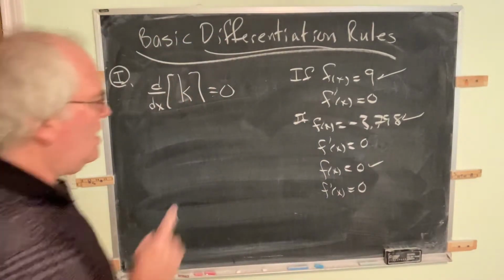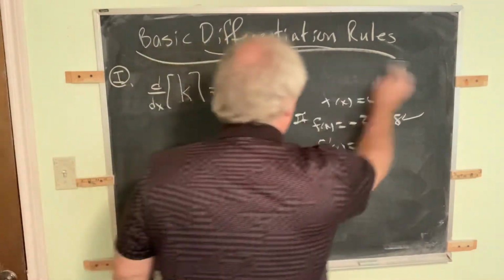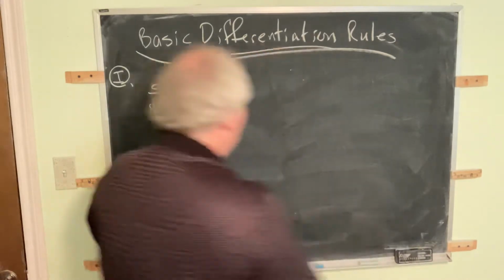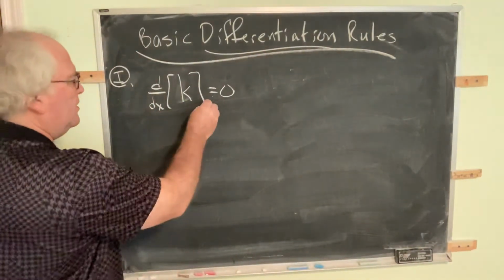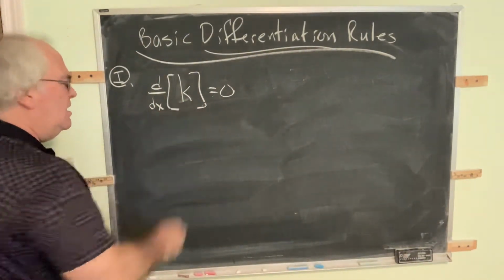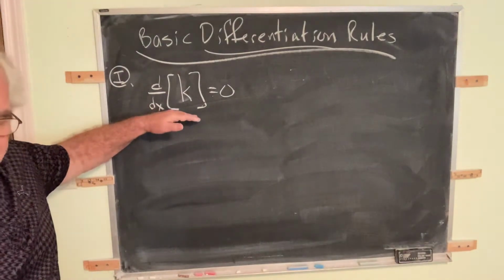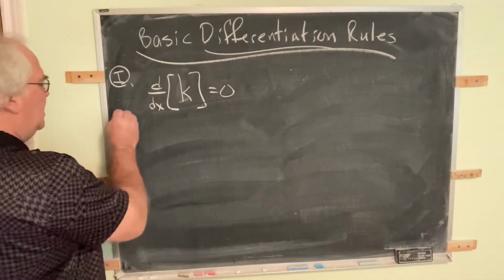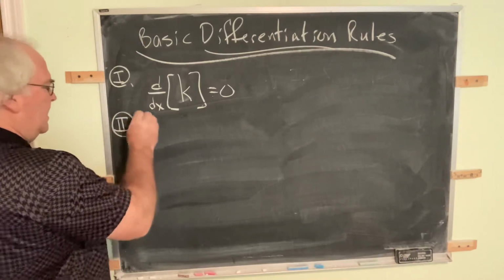All right? What's next is one that is all over the place. You start to use this rule almost without even realizing it. And the next one is sort of like it. The next one is the power rule. This one is so important, it has a name.